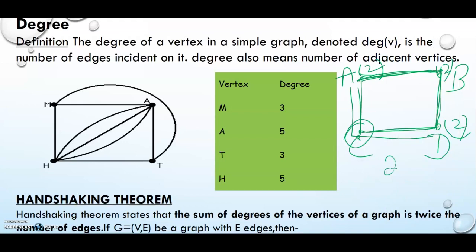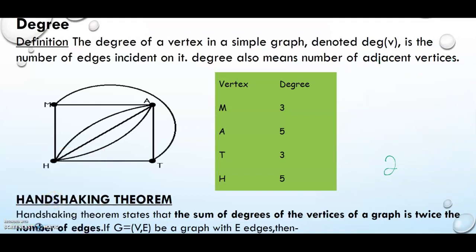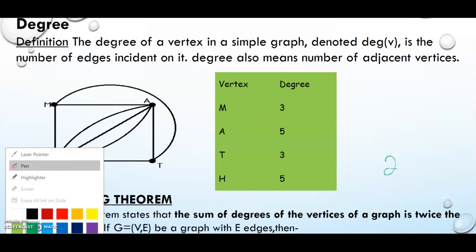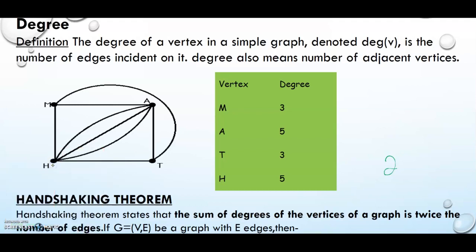Now we go for the diagram. See here, A, M, H and T. Only 4 corners are there, but we are finding the degree for this. That was a simple graph we did, but this one is something entirely different. For vertex M, I am going to find the degree. M to H is one, M to A is one line connected, and M to T is connected like this. So vertex M has degree 3.